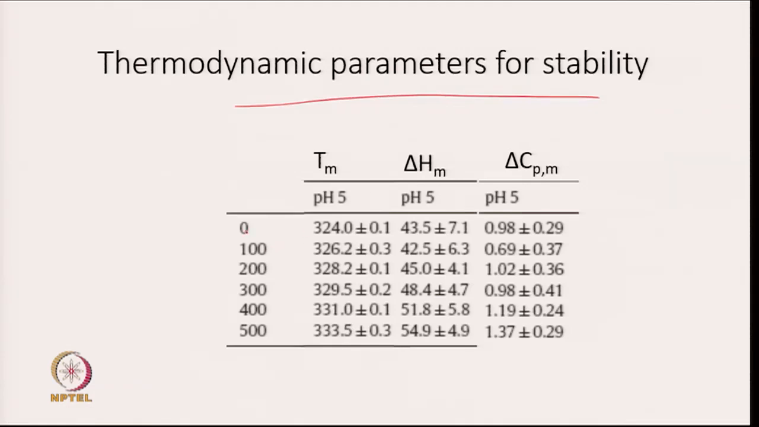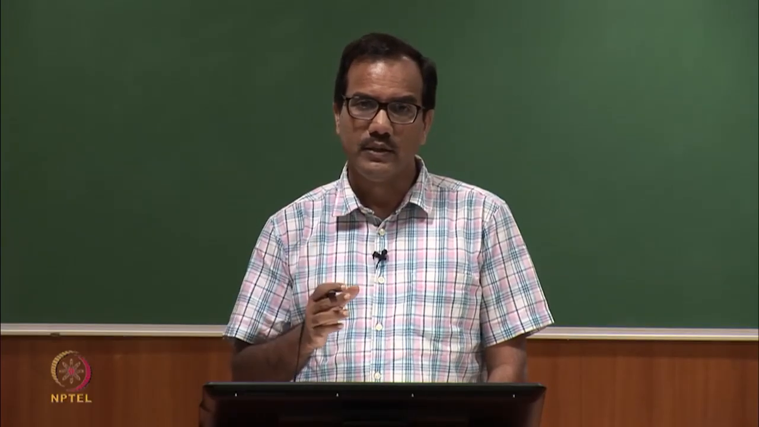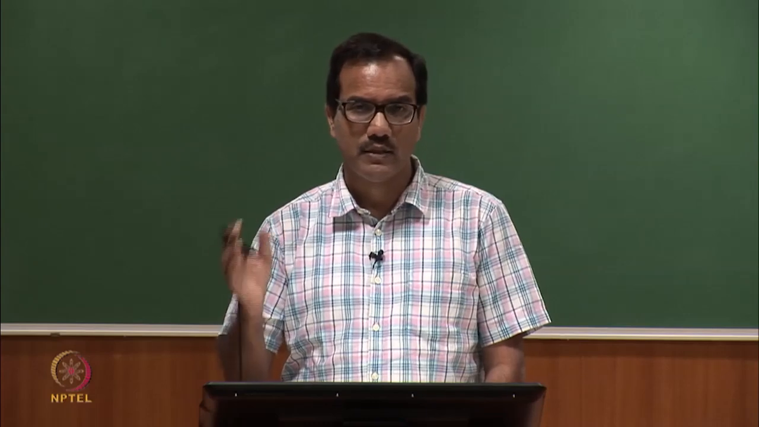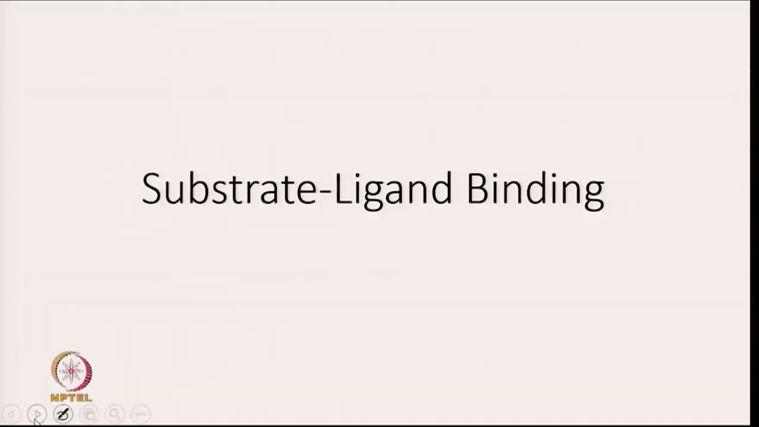You can see that once I add salt, your Tm value is increasing. We can also get delta Hm value. Delta Hm is also increasing, and delta Cp has changed to a certain extent. So we can know what is the effect of an additive on a conformational equilibria by using fluorescence spectroscopy.